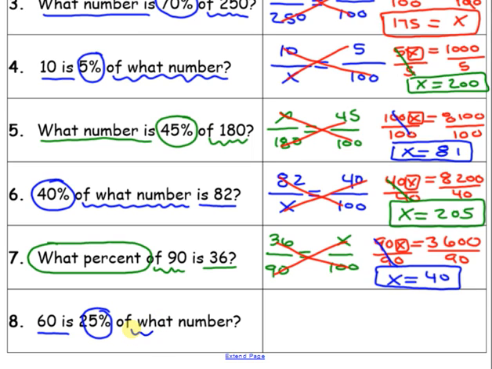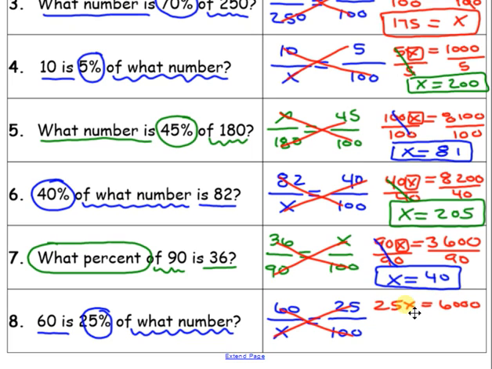60 is 25% of what number? All right, set up your fraction bars, set them equal to each other. 100 is your freebie, 25% is on top, 60 is, that's our top number, of what number? That's our bottom number. Go ahead and cross multiply. X times 25 is 25x. 60 times 100 is going to be 6,000.